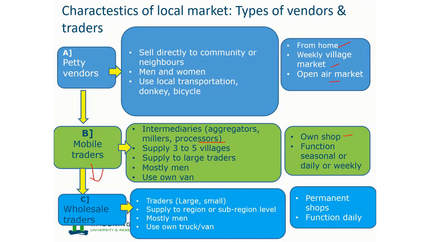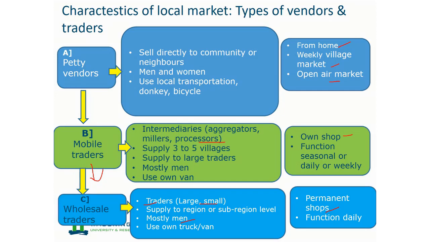The third category of local markets is the wholesalers or traders. They range from small to medium to large, with various sizes of businesses. They supply to regions or sub-regions like a district or many districts. They are mostly men, and they have a truck or a van. They have a permanent shop and they function daily. So different types of vendors and traders are involved in a local market.